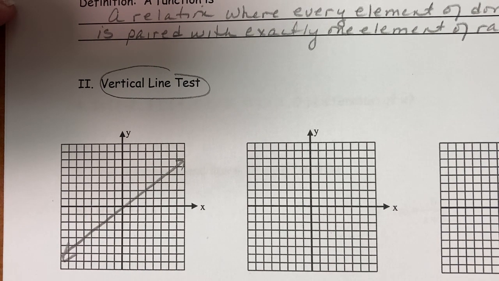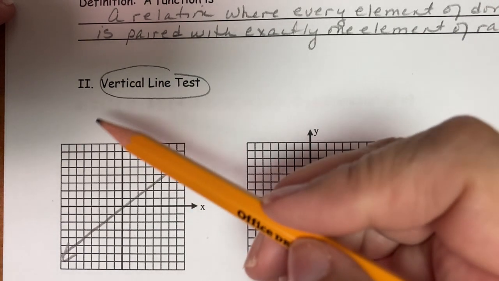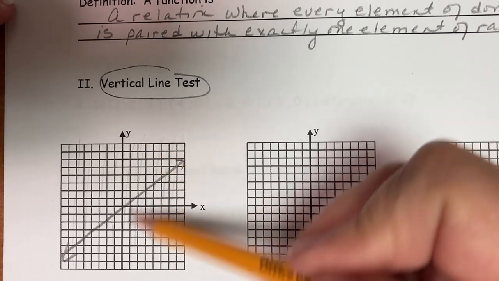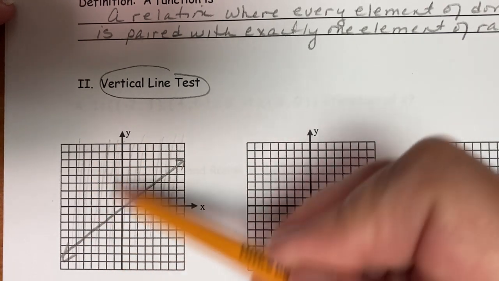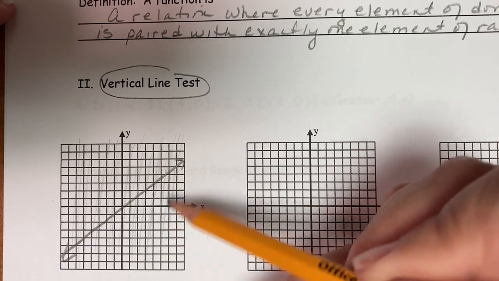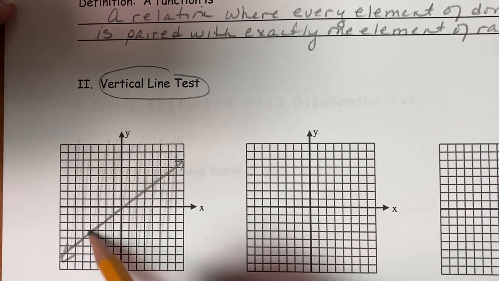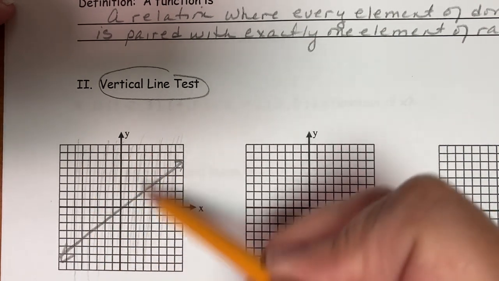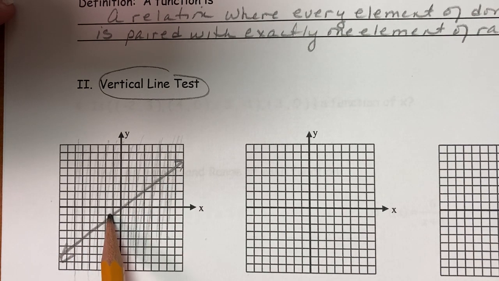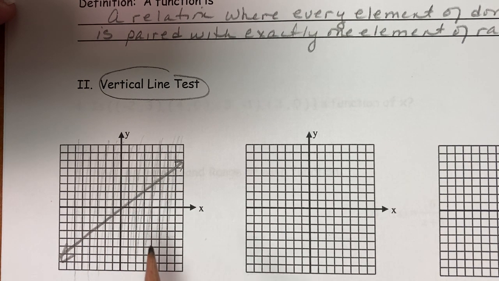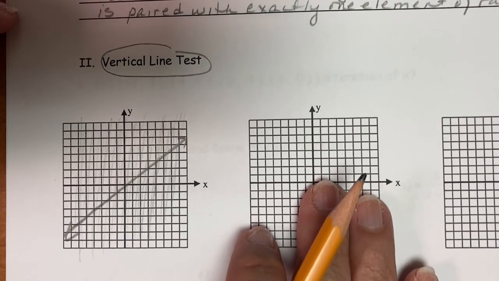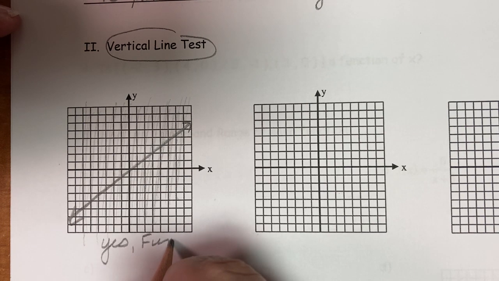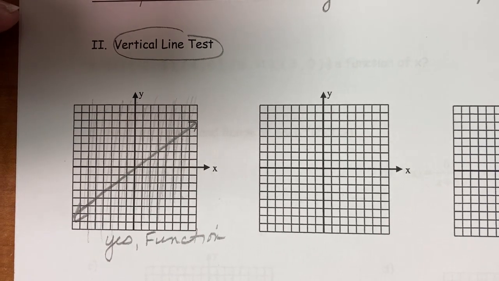What the vertical line test says is that if I draw millions and billions of vertical lines, remember vertical means up and down, on this graph, will any one of those vertical lines hit the picture, in this case of a line, more than once? Is there any way that I can draw a vertical line that will hit this line more than once? No, every vertical line hits it only once. What that means is, yes, it is a function. That's how the vertical line test goes.